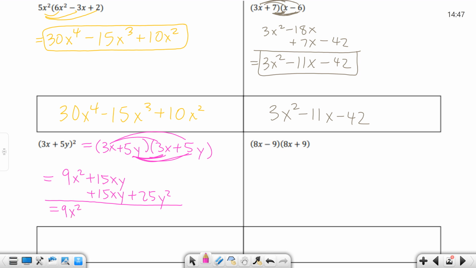Equals 9x squared plus 25y squared. And then the middle terms are plus 30xy. So 9x squared plus 30xy plus 25y squared.